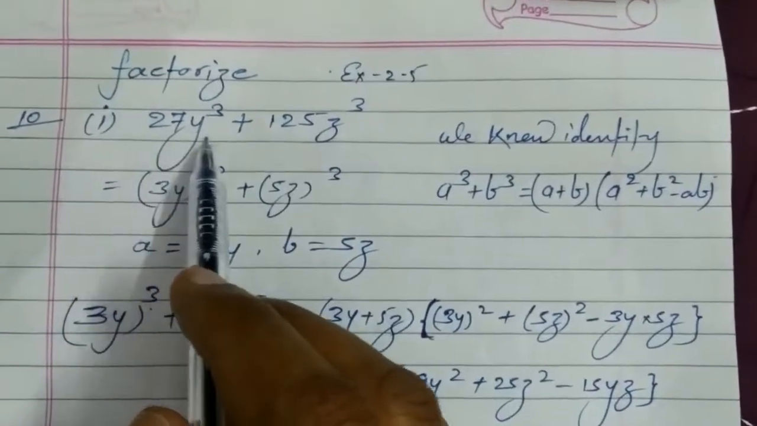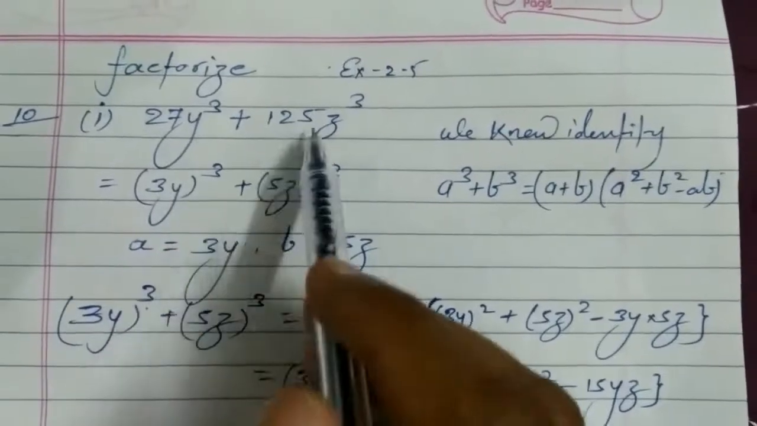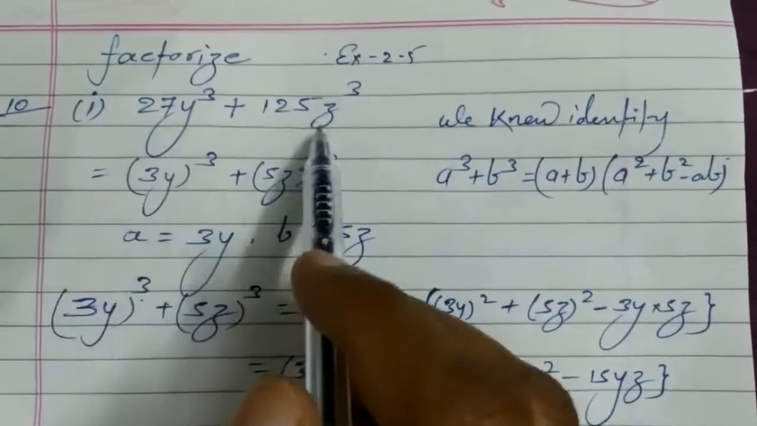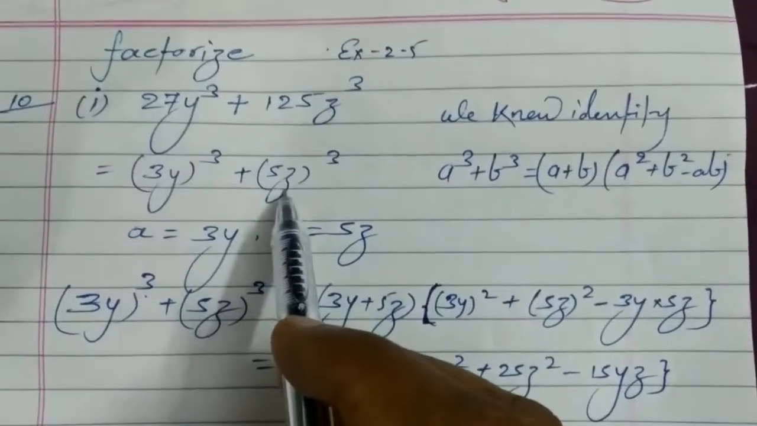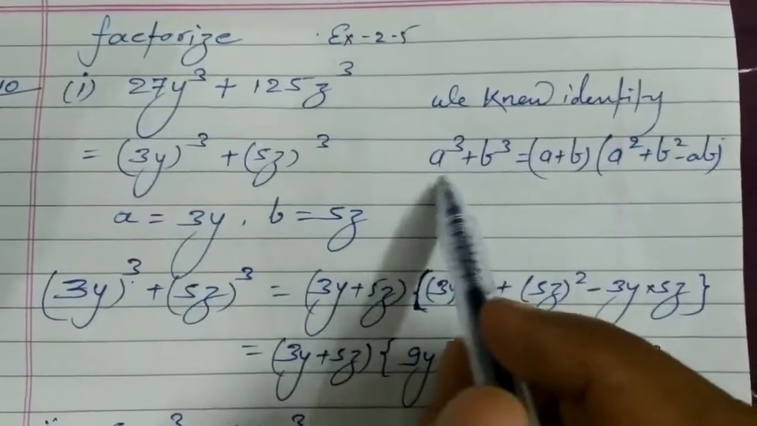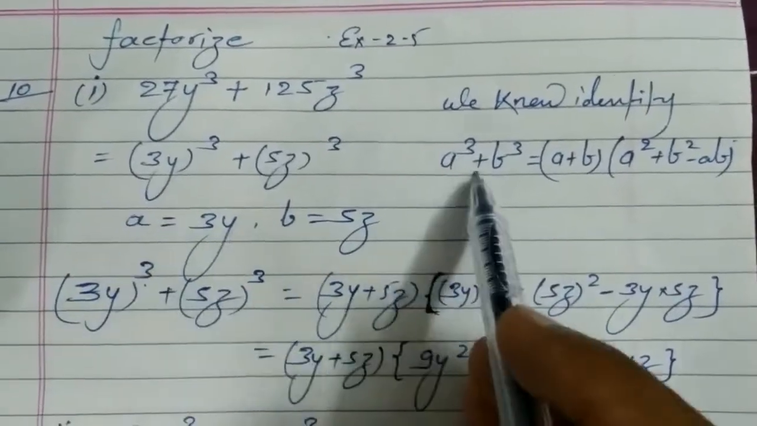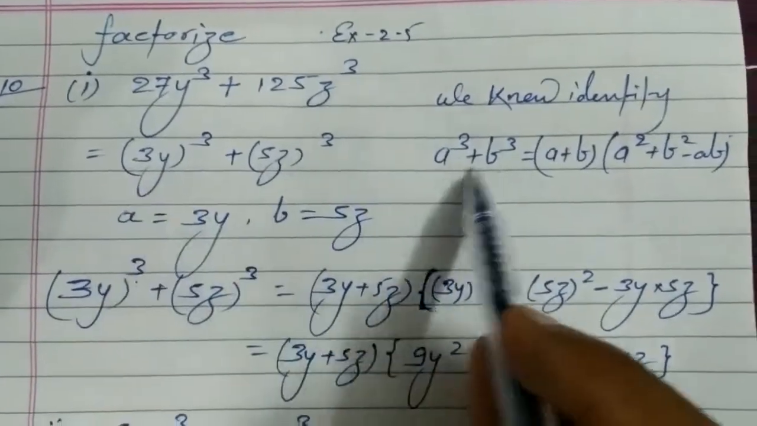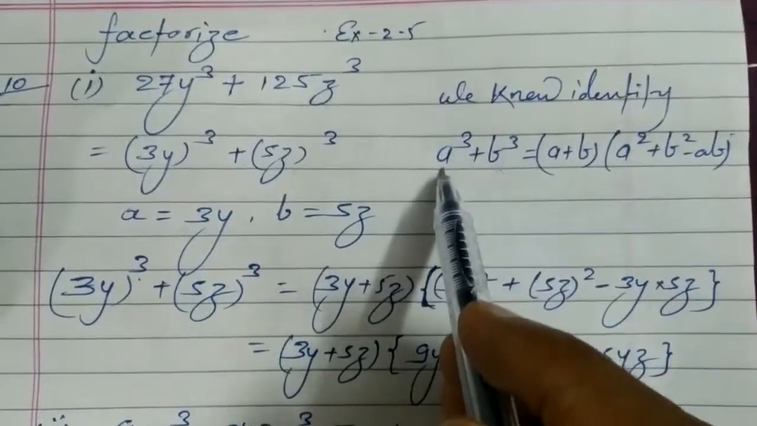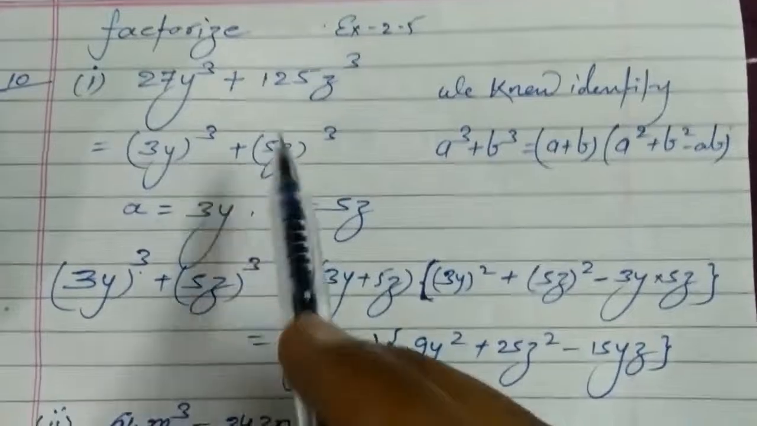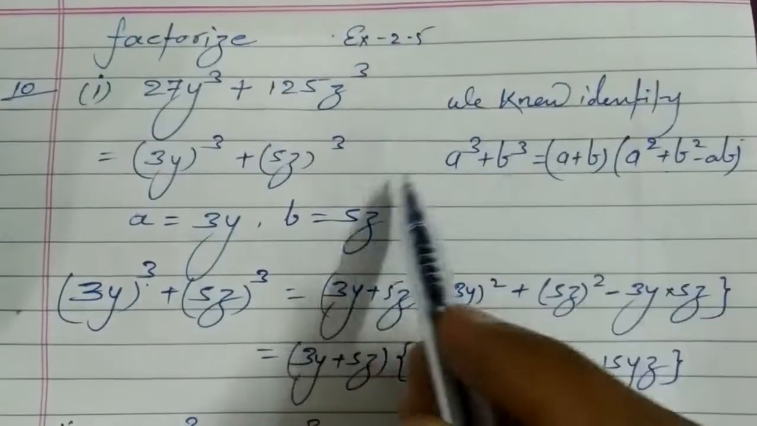So we write 27y cube as (3y) whole cube and 125z cube as (5z) whole cube. We have converted this in this form so that we can bring the form like this. Fine. So we have got this form, and when you compare this form with this form, then you will get a equal to 3y and b equal to 5z. Fine. And now use this identity.